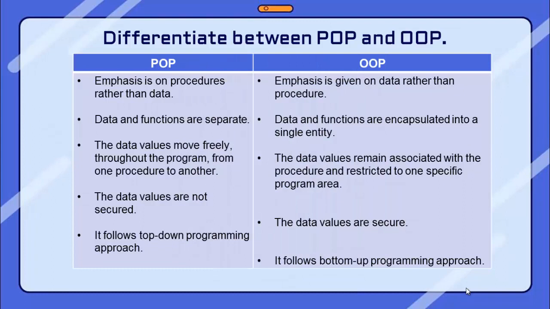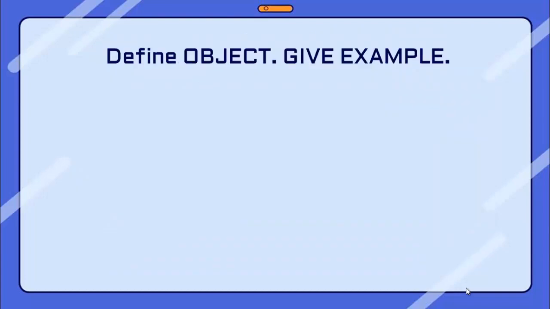Differentiate between POP and OOP. Emphasis is on the procedure rather than the data, whereas in OOP it is on the data rather than the procedure. Data and functions are separate. In OOP, data and functions are encapsulated. The data values move freely throughout the program from one procedure to another. Here it is restricted in OOP. The data values are not secured, whereas the values are secured here. It follows top-down programming, whereas OOP follows a bottom-up programming approach.